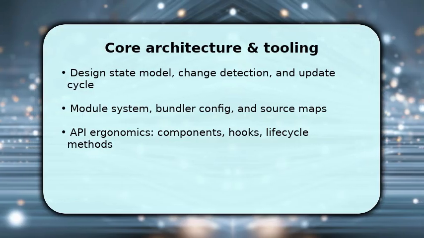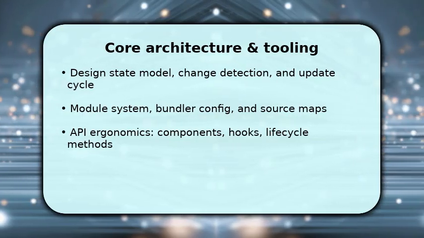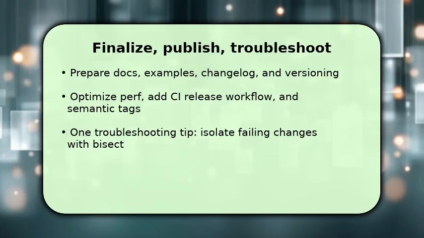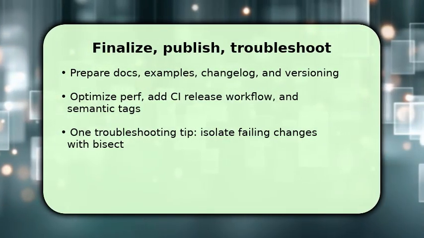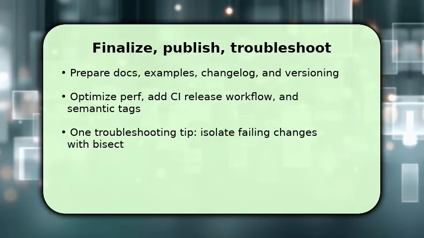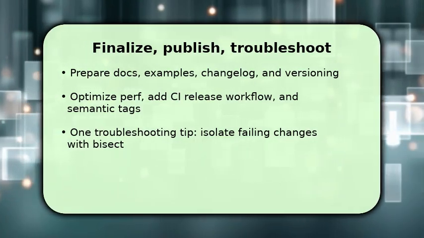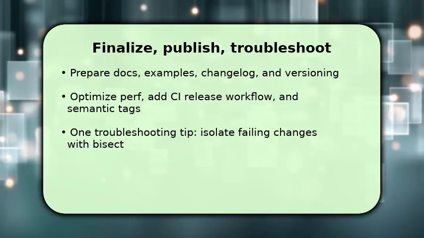To finish, prepare clear docs, examples, and a changelog, then set semantic versioning and a CI release pipeline. Optimize hot paths and minimize runtime size, include plugins or opt-ins rather than monoliths. Publish to the registry and announce migration guides.